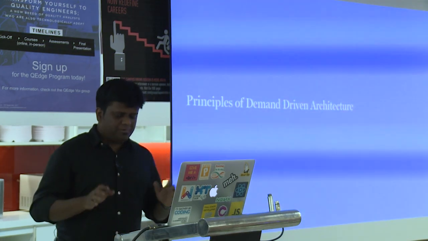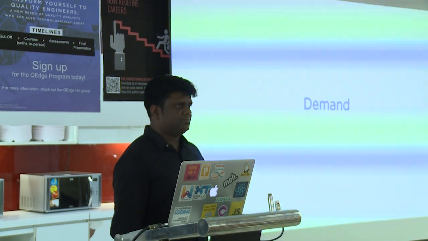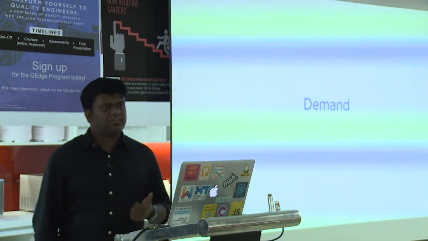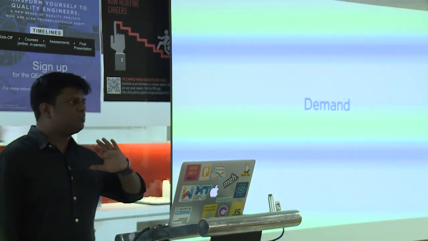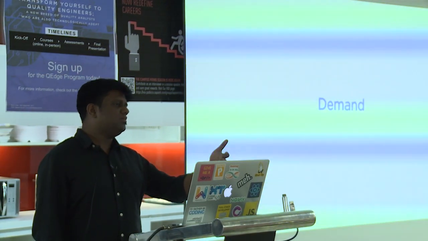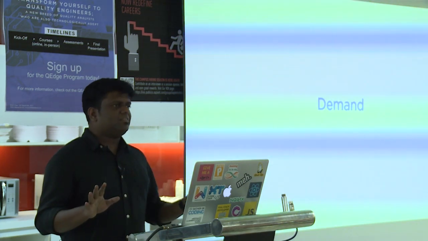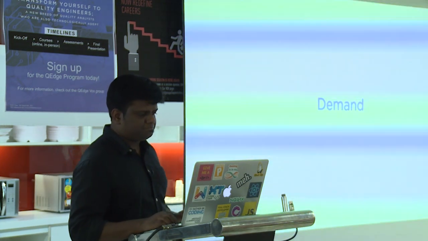So what are some of the principles around demand-driven architecture? The first is definitely demand. So the client decides, I need these two fields, and I need that within a field called person, and I want it in a particular format. And the server has to react to that.